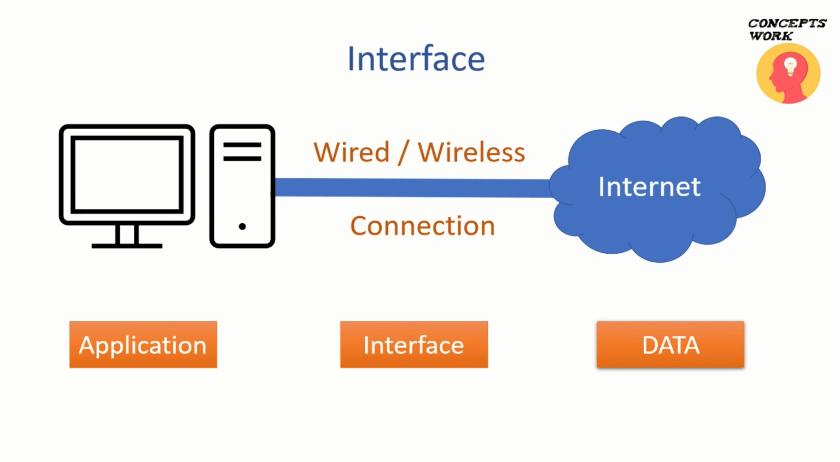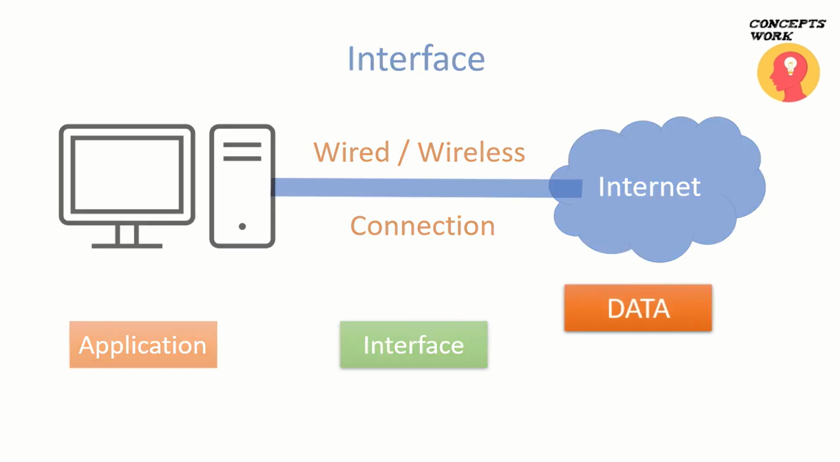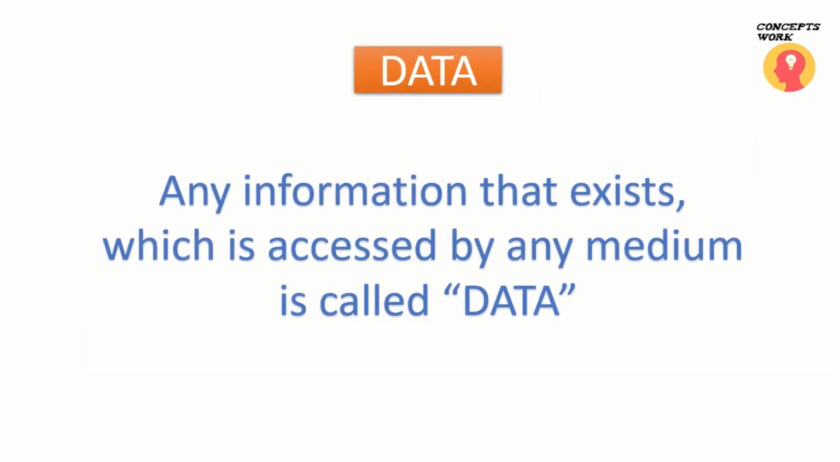Okay, so when we talk about interface, the concept is clear that it's a medium that we are going to use to access specific data. But according to me, what exactly data means is any information that exists and that can be queried by any medium is data. You can use applications, you can use web browsers, there are websites, there are n number of ways of querying data, but the data should exist first, right?